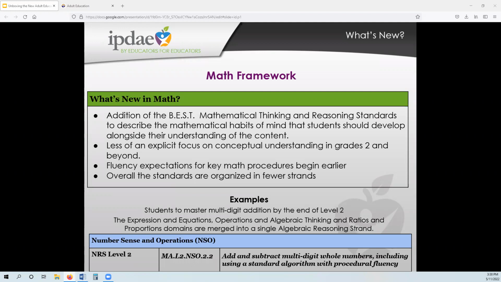And so here are some practical examples. I mentioned long division being moved to level 3, but additionally, by the end of level 2 now, students are expected to master multi-digit addition. So less of a focus on place value strategies and other things like that, which require students to draw upon their conceptual understanding, and more of a focus on getting students proficient, comfortable, and increasing their speed and automaticity with key essential mathematical procedures.